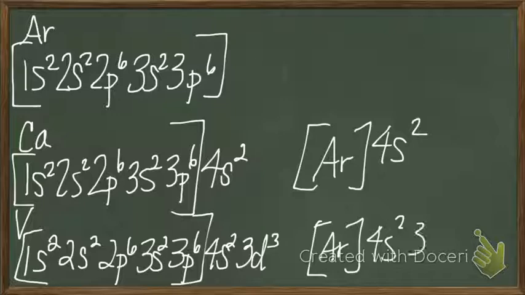For vanadium, we would write argon in brackets, 4s2, 3d3. So basically, you take the noble gas that comes before the element that you're writing the configuration for, and you put it in brackets, and then you start reading the chart like we've been doing. So argon ends in 3p6, so you just start counting from there.